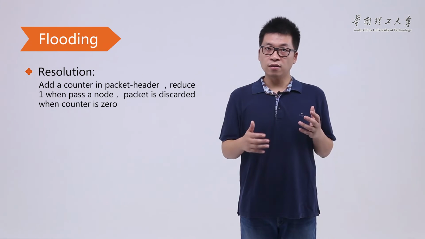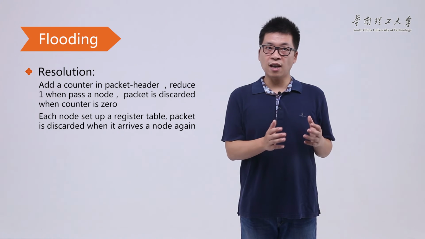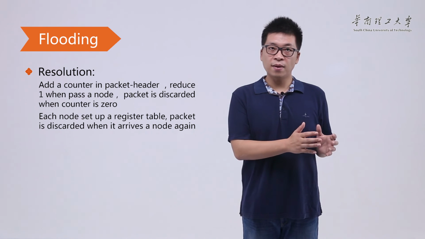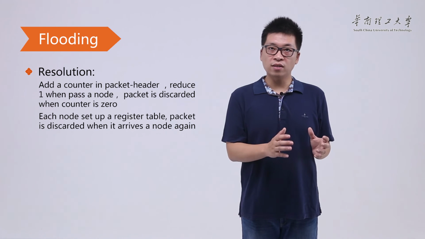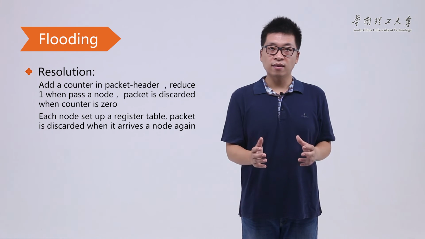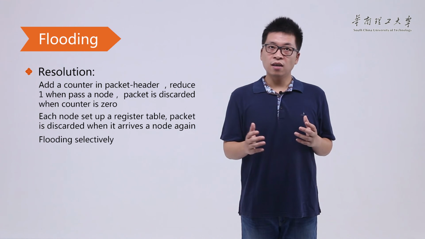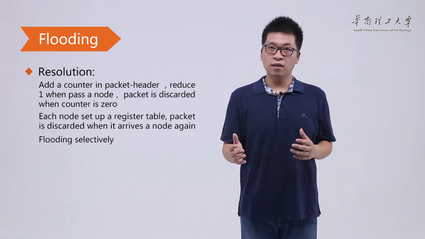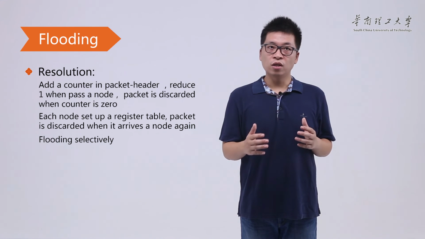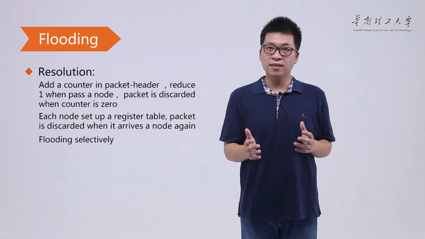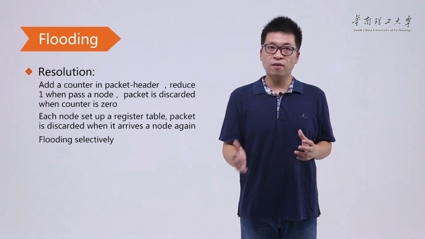Solution 2 is for each node to set up a register table. The packet is discarded when it arrives at a node again. Solution 3 is to flood selectively. It requires the node to obtain the information about the network and determine which nodes should be flooded.